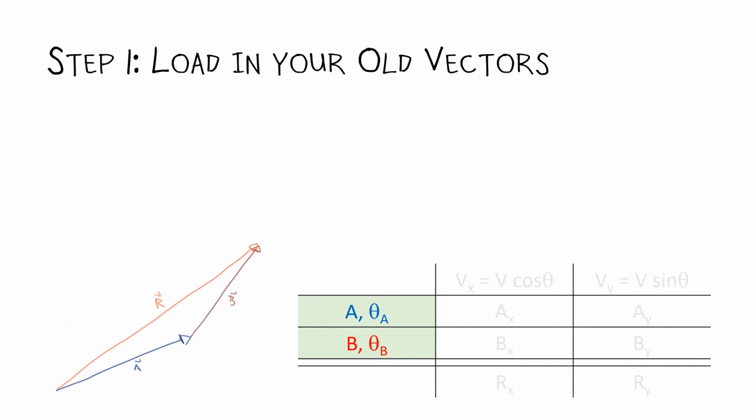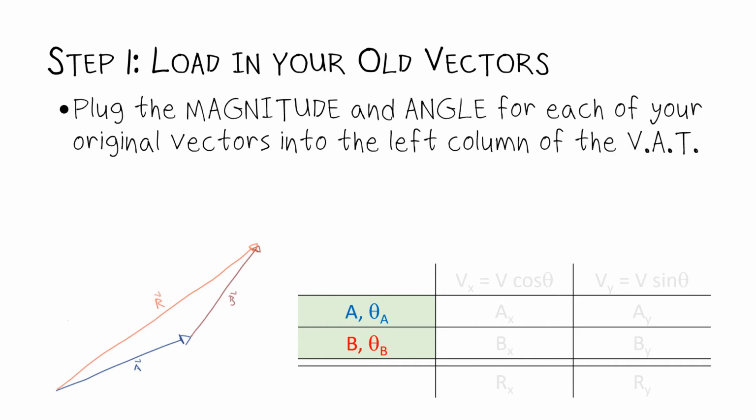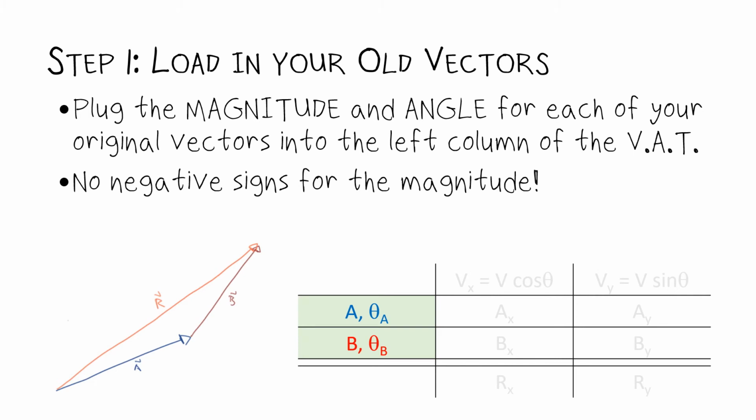The first step in using the vector analysis table is loading your old vectors into it. Those go in the leftmost column. You put the magnitude and the angle of each of the vectors into that column. You want to be careful that magnitudes do not have negative signs. Sometimes when we write vectors, say for instance if we have one sitting on the x-axis pointing to the left, we might write it as negative 13 meters. That negative never goes into this part of the vector analysis table. We write the magnitude, which is only the length.